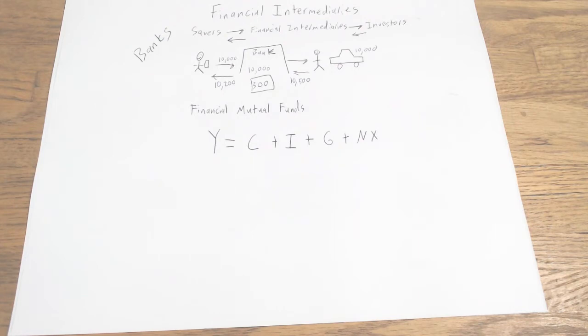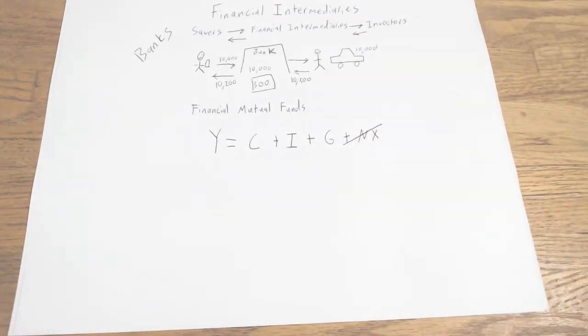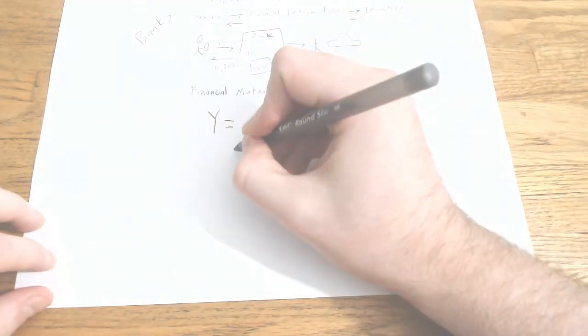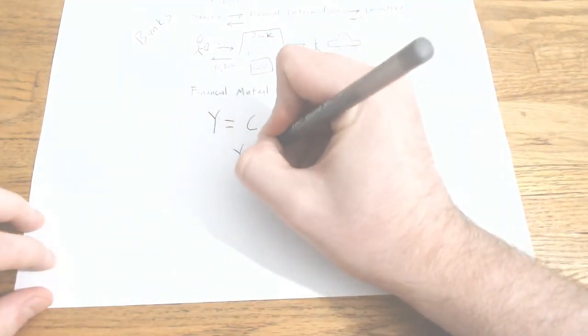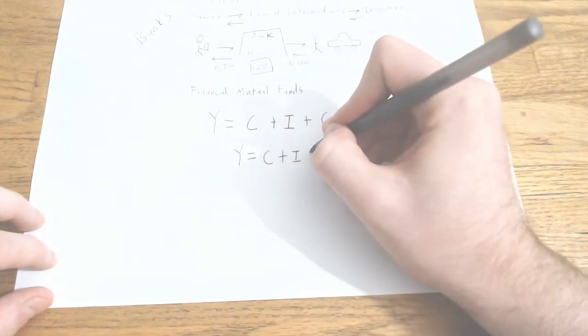To simplify our equation, we are going to consider a closed economy. This just means we are not going to engage in international trade, meaning we can drop net exports from our equation. We can get rid of this. This is just to simplify it. We are left with output is equal to consumption plus investment plus government purchases.